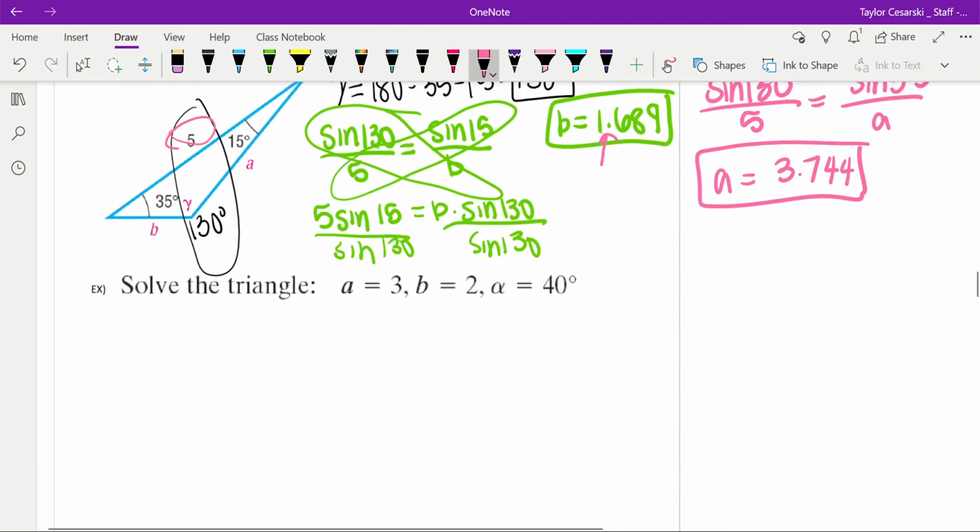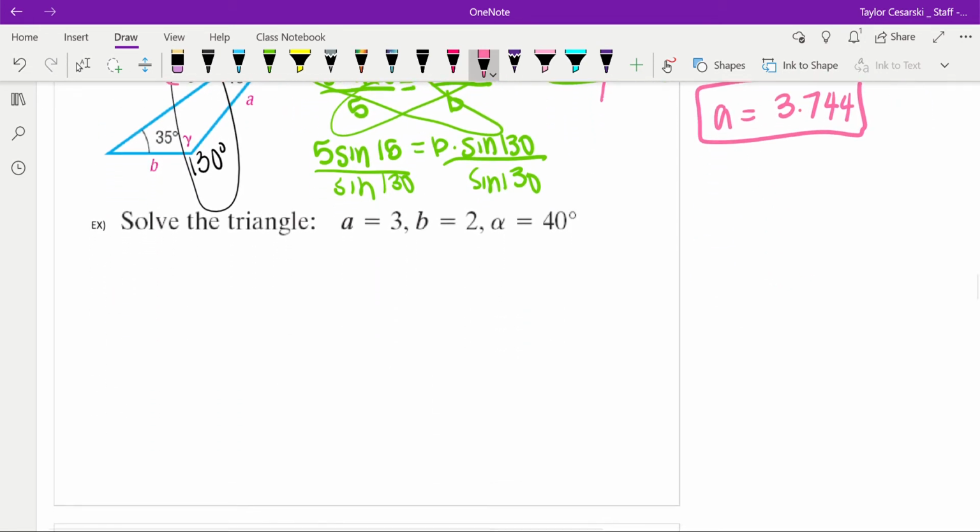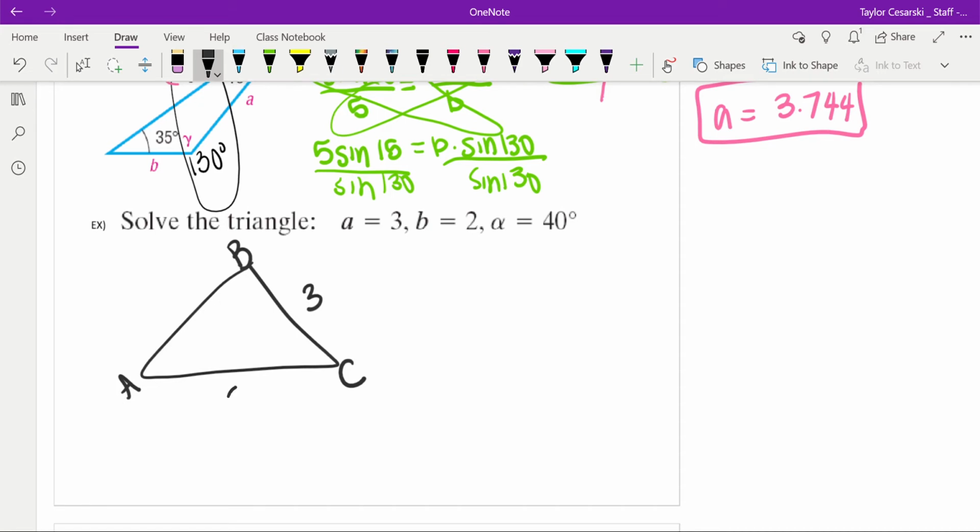Alright, next one. This one we're drawing the triangle ourselves. So, I'm going to go ahead and draw my angles. A, B, C. Again, I usually just use a capital C instead of the Greek letters. It doesn't really matter as long as you're able to differentiate. So little a goes across from big A. Okay, little b goes across from big B, and then alpha is my big A, which is 40 degrees. Alright, so this one I have two sides and an angle. So I can't go ahead and find my first angle because I don't have two angles, so I'm going to have to set up my first proportion.